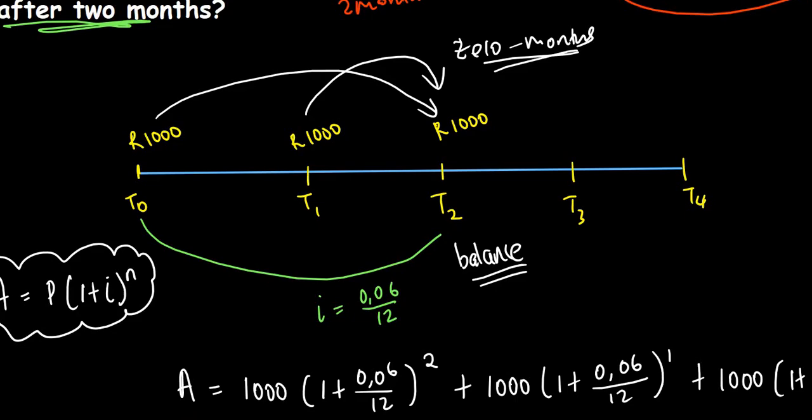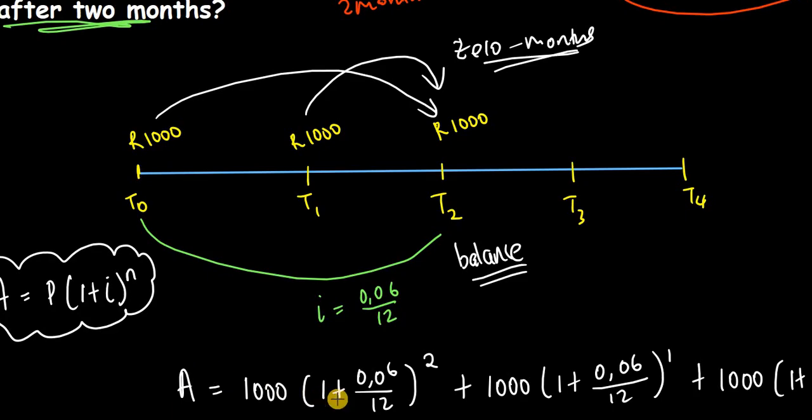So what is the answer that we get? Indeed we get 3015.03. Okay, so that's how much you will have saved after those 2 months, meaning 2 months after the initial deposit. Hope that is clear. Hope you are able to find the same answer as me.